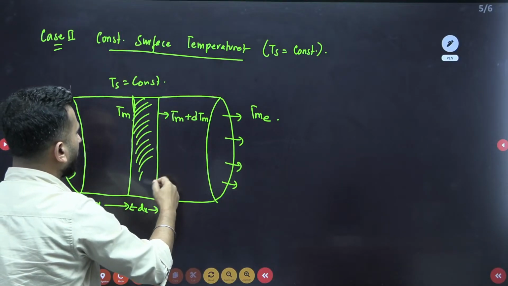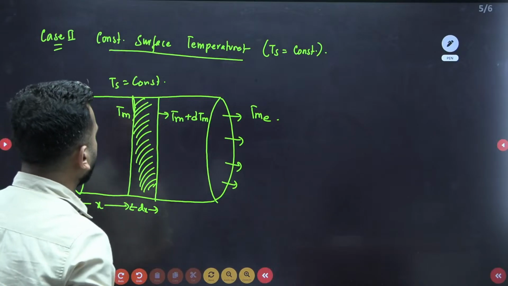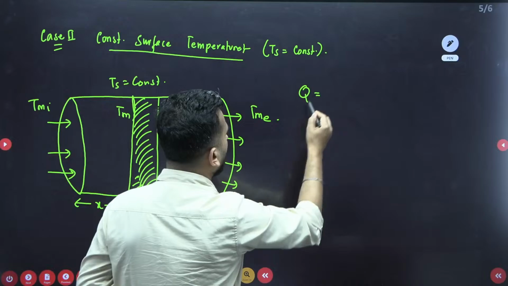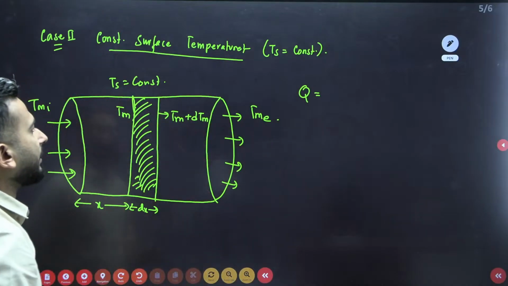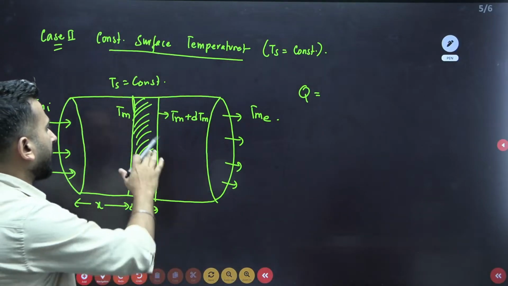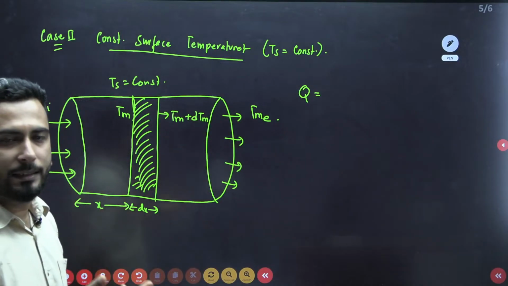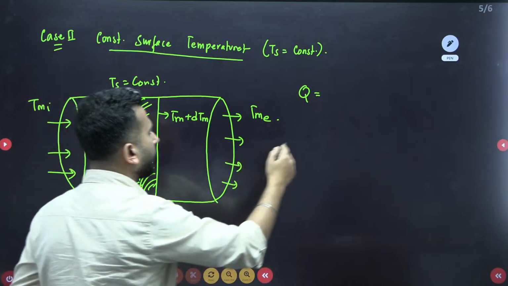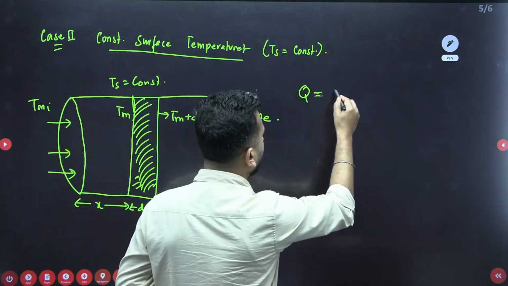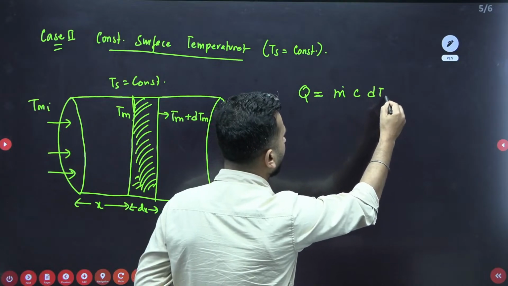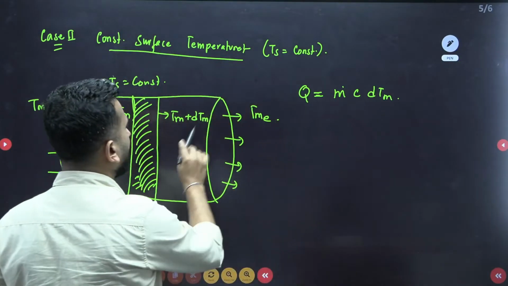So if I ask you what is the heat supplied, what is the increase in temperature of the fluid, it is dTm. So how much energy the fluid has gained, I can say that it is m dot c dTm, okay.